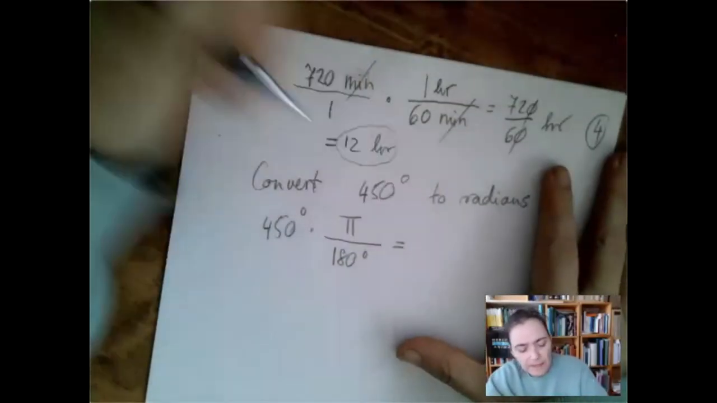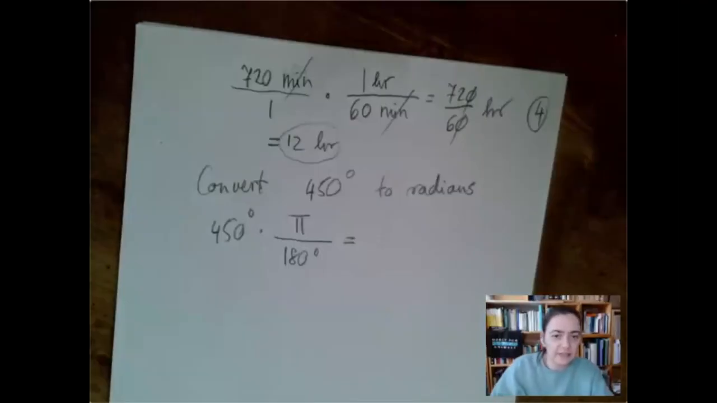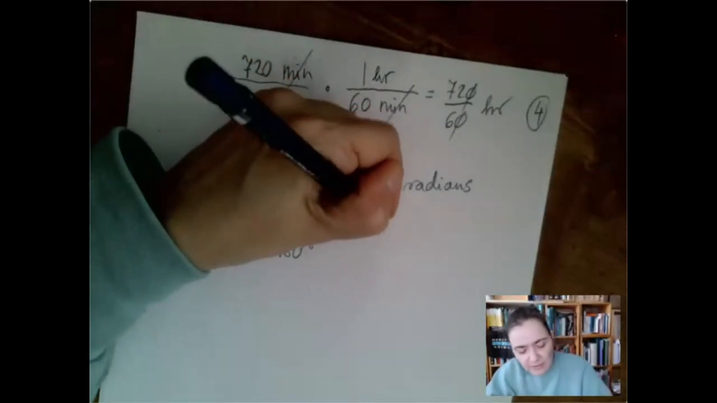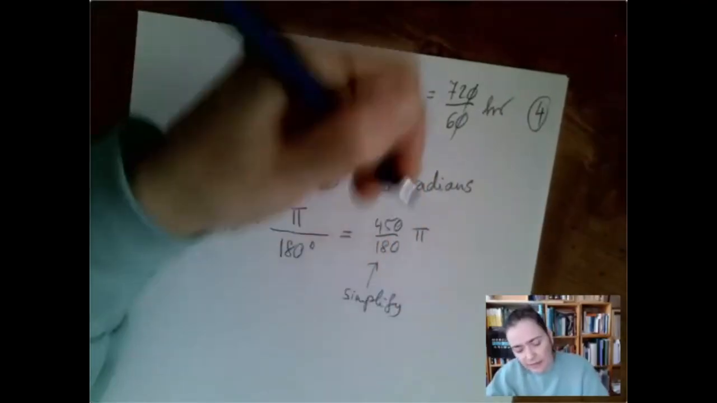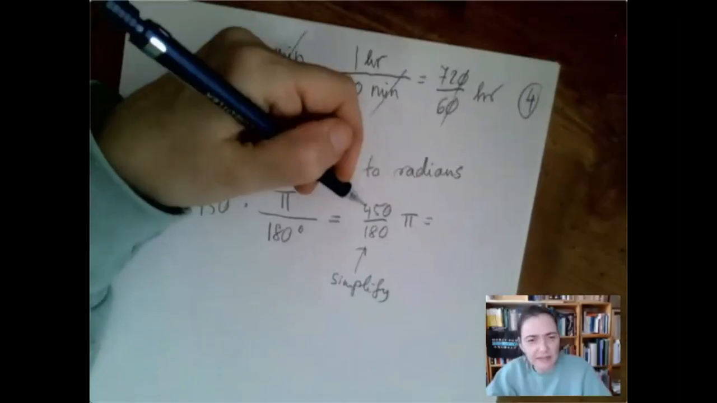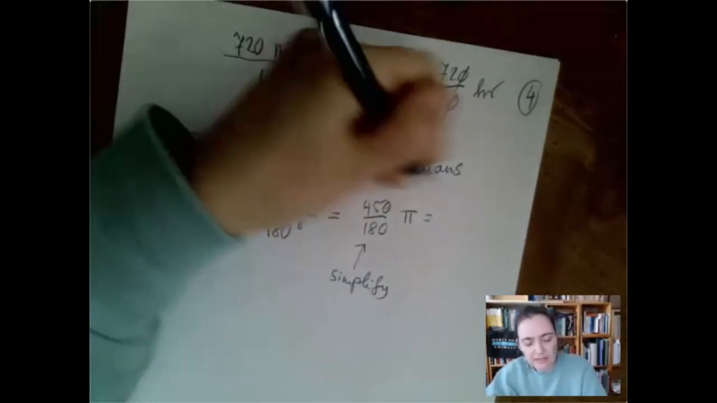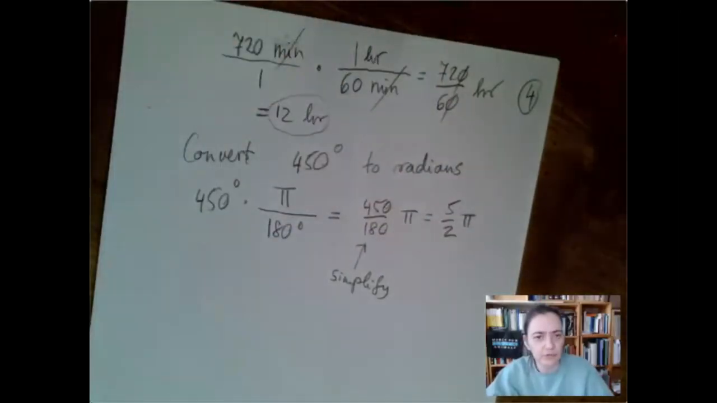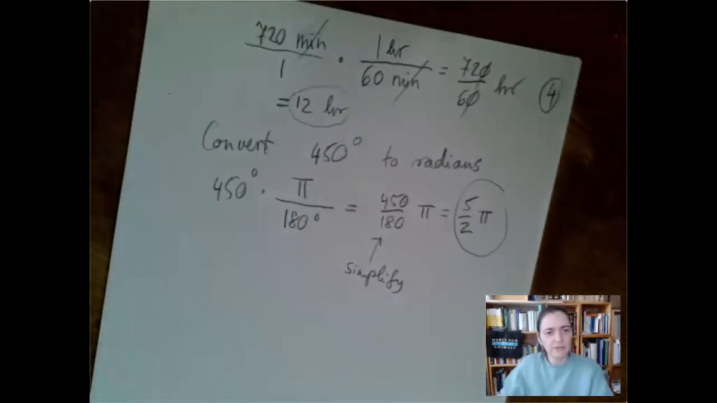And so most often you're going to be asked for an exact value, which means you cannot use decimals. So it's just a matter of simplifying this fraction. That's how many pi. And I see 90, they are both multiples of 90. This is 5 times 90. This is 2 times 90. So it's 5 pi over 2, or 5 over 2 many pi's. So that's one way.